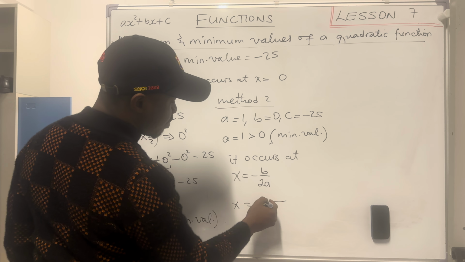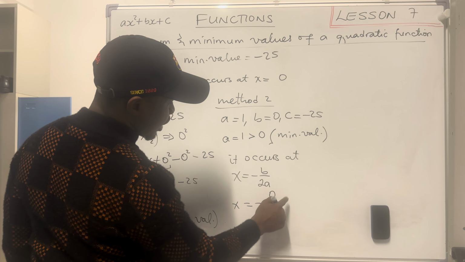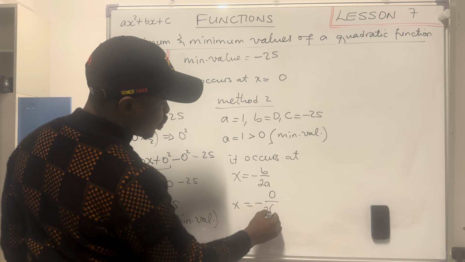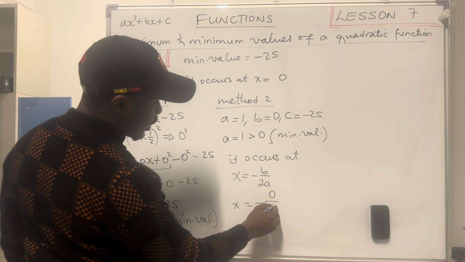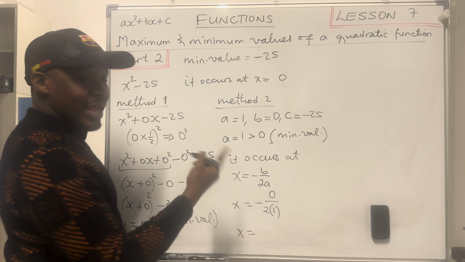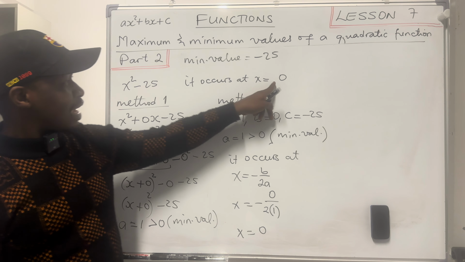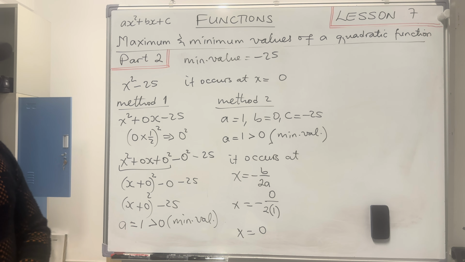So minus b. What is b? B is 0 because there is no x term, over 2a. What is a? A is 1. So x is equal to 0 divided by anything else, which is 0. So you can see the same thing here, it occurs at x equal to 0.